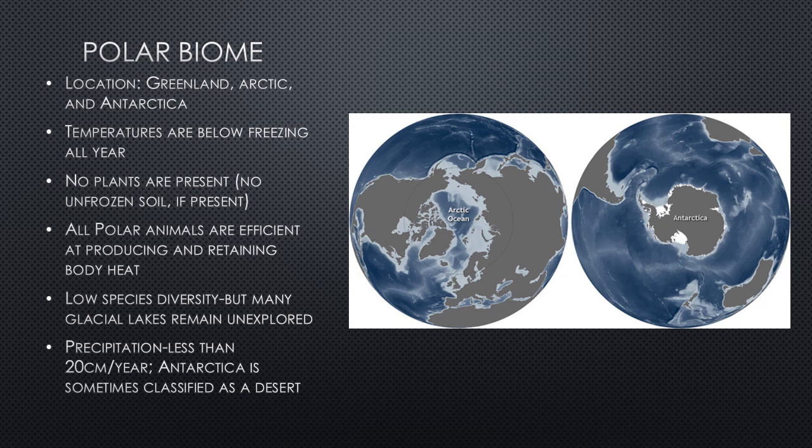And here's a fun fact for you. There are at least 17 different types of ice. And at least in Inuit cultures, there's over 100 different words for the various types of ice. In those regions, there's very low species diversity as far as we know, but many of the glacial lakes have not been explored yet.